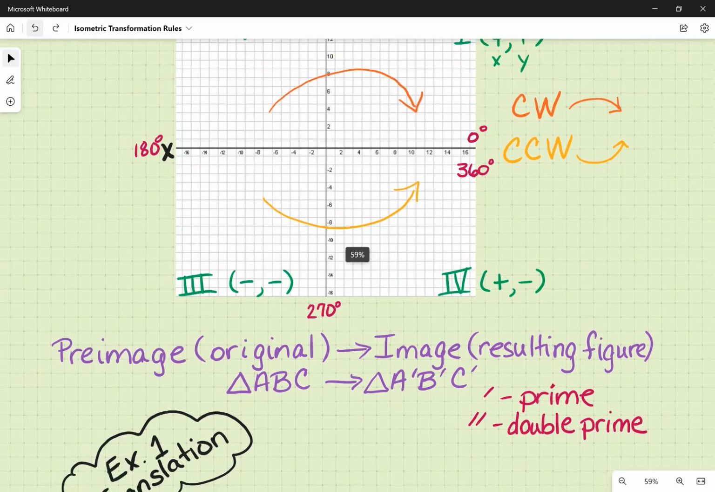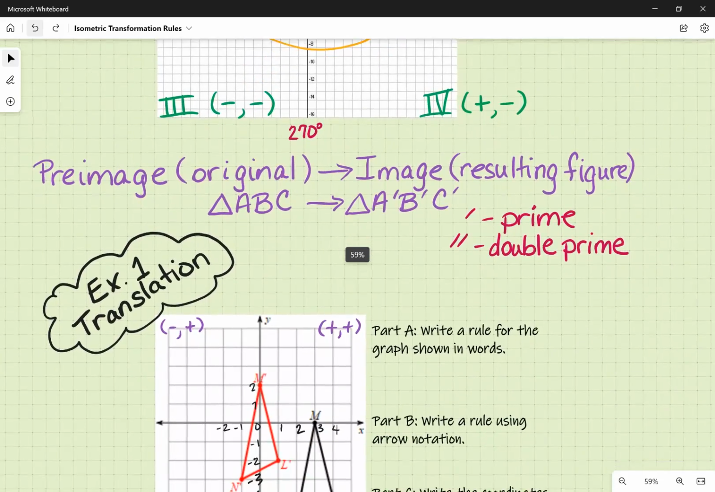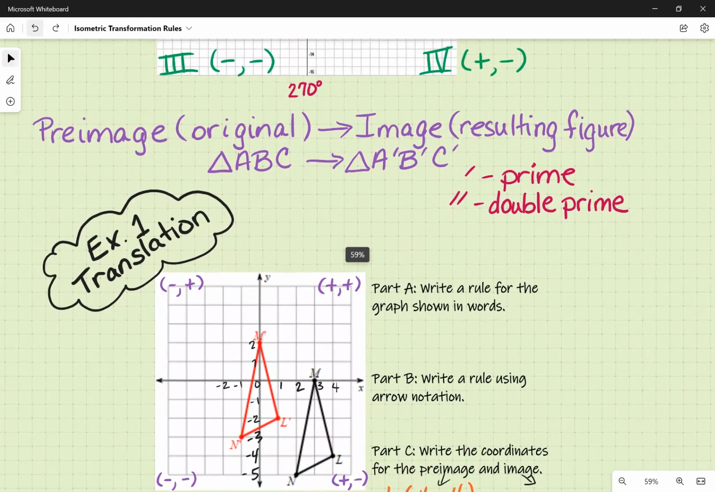What does that mean? So you have your starting figure, which is called your pre-image. That's your original figure. And then when you're transforming it, it is no longer called a pre-image, it's called the image. That's your resulting figure. So what would that look like if you were given 2 graphs, but they weren't color-coded like the ones that I'm about to show you?